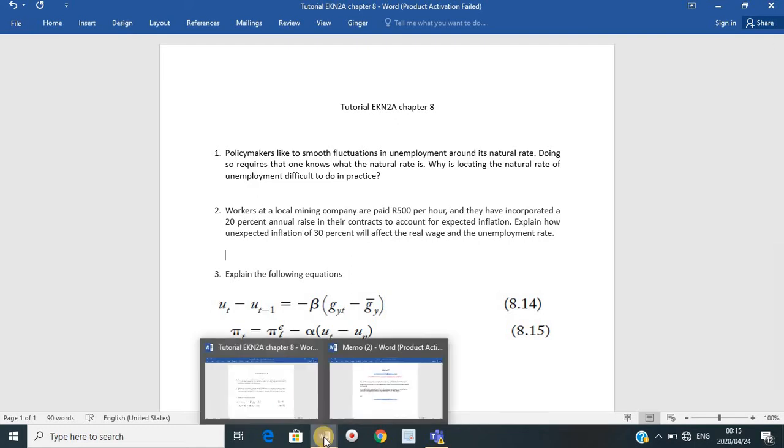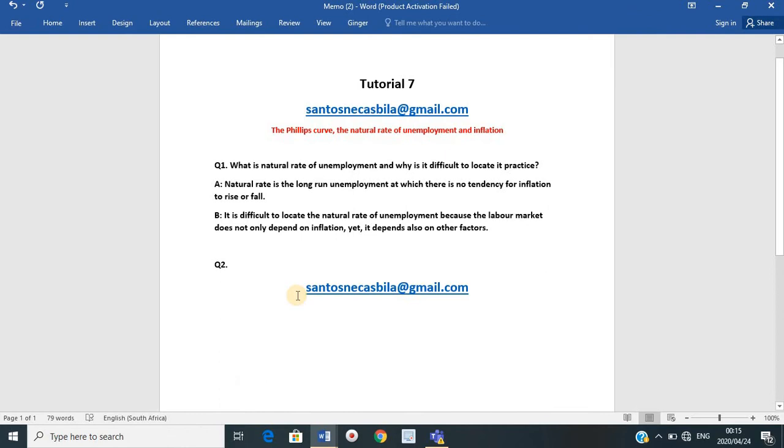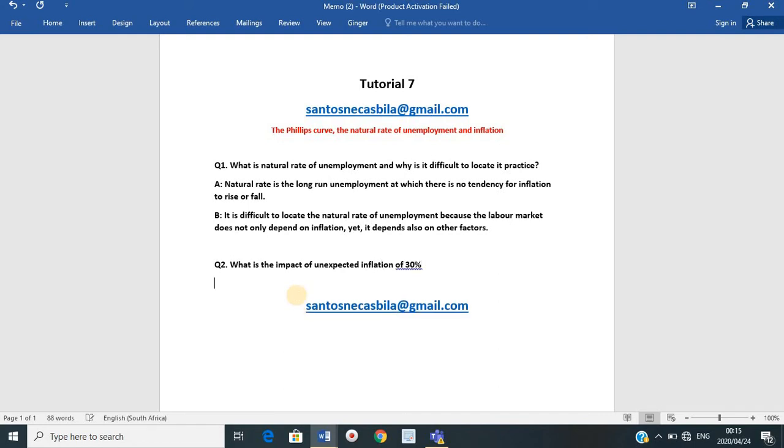Okay, recalling that real wage, let me just write the question. What is the impact of an expected inflation of 30% on real wage and unemployment?